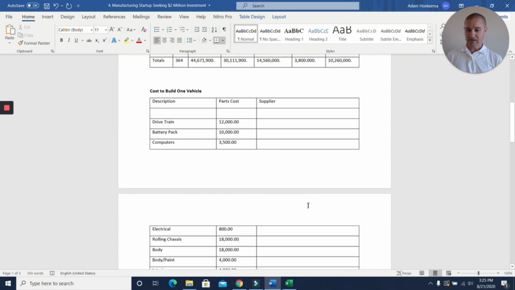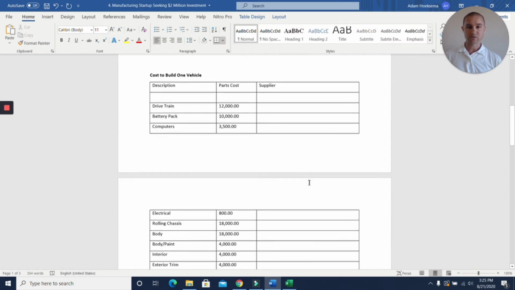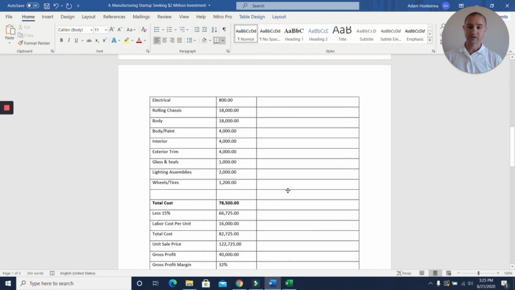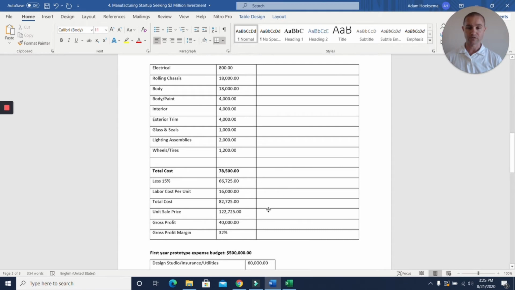And then you get into the unit economics. So what does it cost to build one vehicle, and how profitable, and what's the gross profit margin look like for that one unit? I think that's useful for any manufacturing startup, whether you're making vehicles or widgets. You need to know what it takes to produce that unit, and what your margin is going to look like.